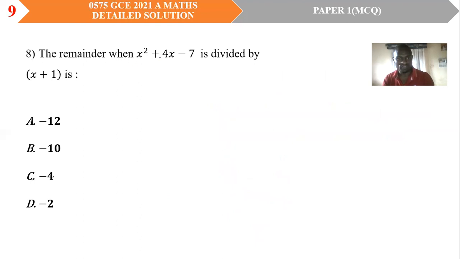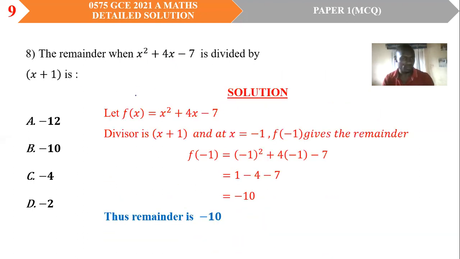The remainder when x squared plus 4x minus 7 is divided by x plus 1 is? Solution. Again, this question 8 is almost like question 7, but the difference is that x plus 1 in this case is not a factor, it's a divisor, which means that the remainder will not be 0. Let f of x equal x squared plus 4x minus 7. Divisor is x plus 1, and at x equal -1, f of -1 gives the remainder.